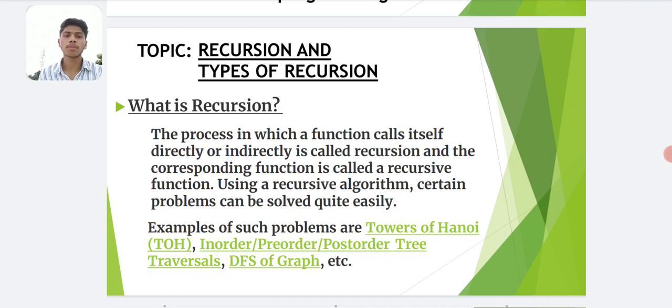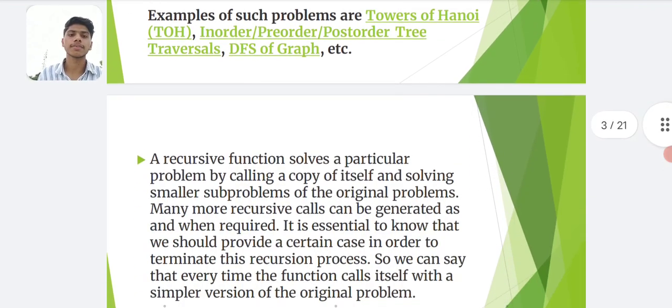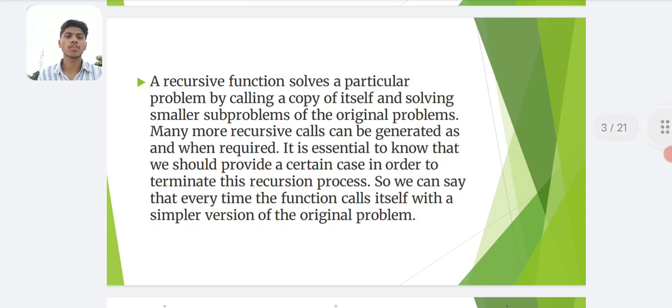Examples of such problems are Tower of Hanoi, TOH, and in-order, pre-order, post-order tree traversals, DFS of graph, etc. A recursive function solves a particular problem by calling a copy of itself and solving smaller subproblems of the original problem. Many more recursive calls can be generated as and when required. It is essential to provide a certain case in order to terminate this recursive process. So we can say that every time the function calls itself with a simpler version of the original problem.